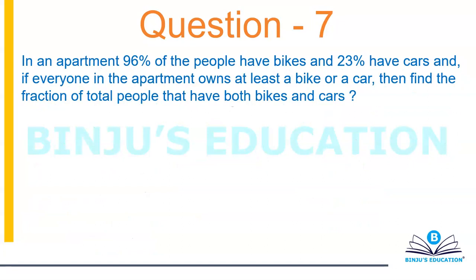Alright, so let's move on to question number 7. Please pause the video and try this question yourself first. So this looks like a pretty simple one. In an apartment, 96% of the people have bikes, 23% have cars, and if everyone in the apartment owns at least a bike or a car, then find the fraction of total people that have both bikes and cars. Let's see what we can do with this one.